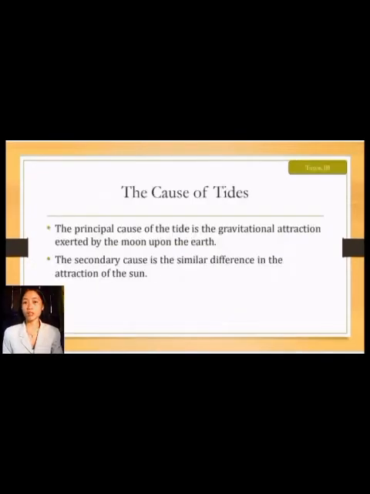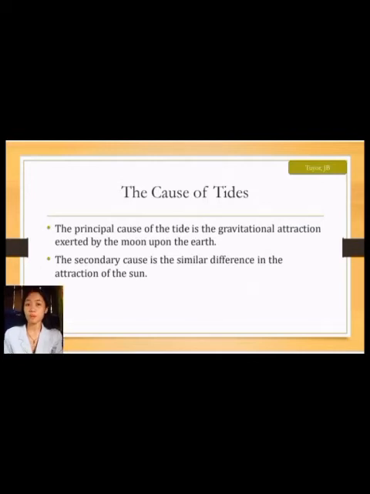And the next will be the causes of tides. As we all know, practical and economic aspects of our everyday life are affected in many different ways by the tides. For example, tides play an important part in the launching of ships and in floating vessels. And the principal cause of the tides is a difference in gravitational attraction exerted by the moon upon different parts of the earth. And the secondary cause is a similar difference in the attraction of the sun.